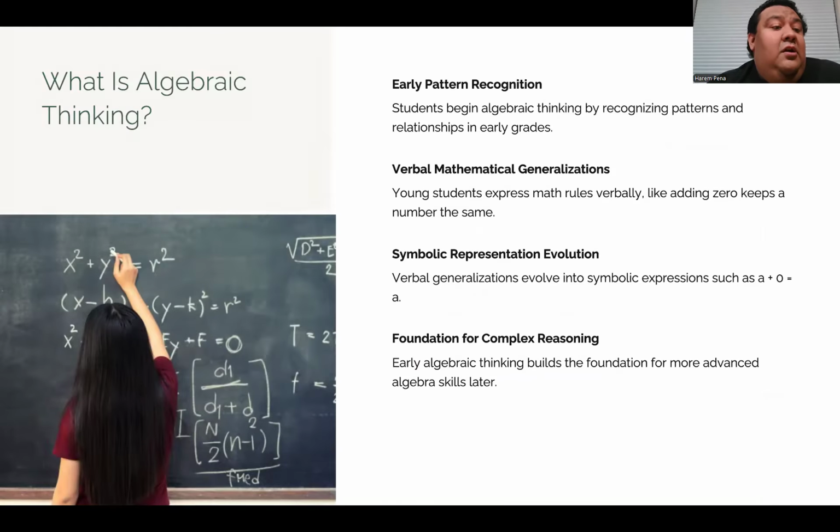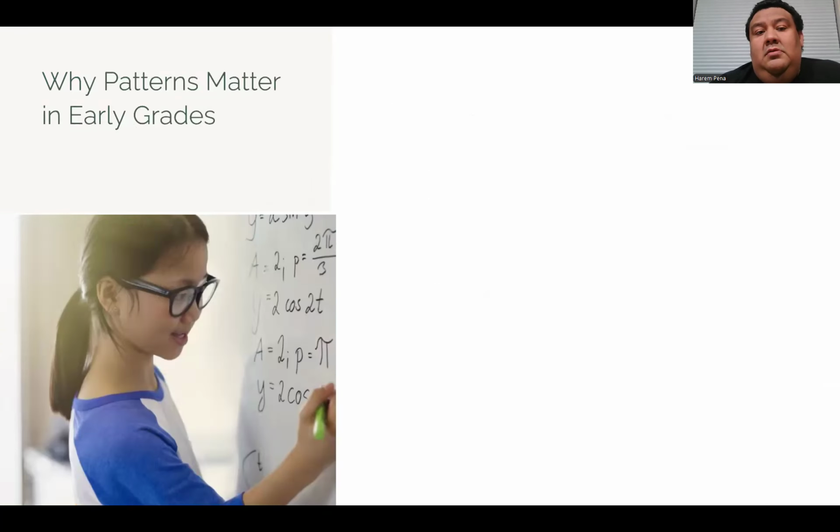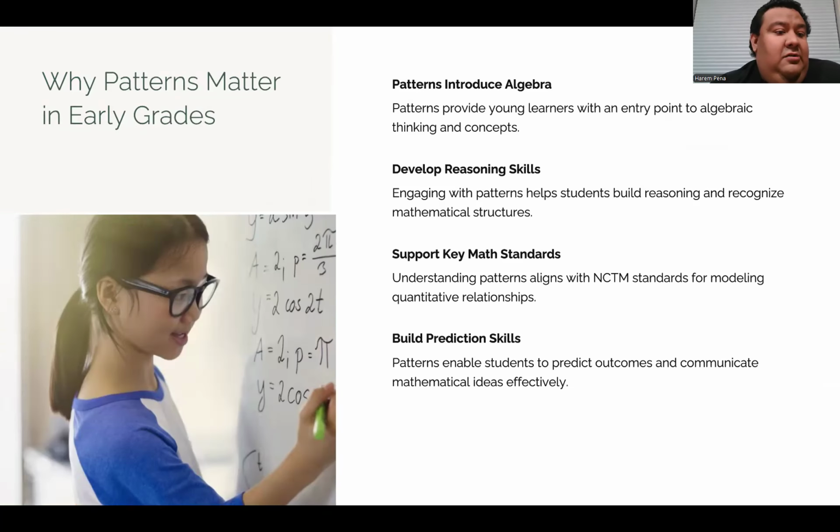According to Kaput, the heart of algebraic thinking is building, expressing, and justifying mathematical relationships. When students notice and describe patterns, they're developing exactly that kind of reasoning. They begin to see how numbers and shapes relate, forming generalizations long before they ever use variables like our very famous x or y. So, why do patterns matter?